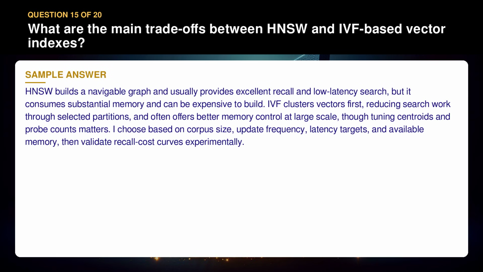HNSW builds a navigable graph and usually provides excellent recall and low latency search, but it consumes substantial memory and can be expensive to build. IVF clusters vectors first, reducing search work through selected partitions, and often offers better memory control at large scale, though tuning centroids and probe counts matters. I choose based on corpus size, update frequency, latency targets, and available memory, then validate recall cost curves experimentally.